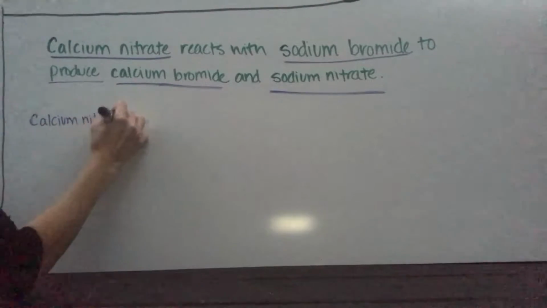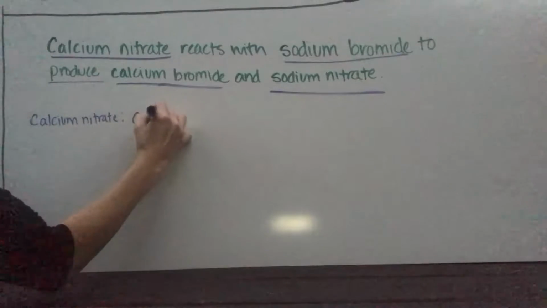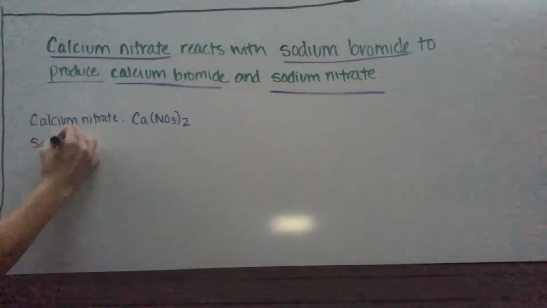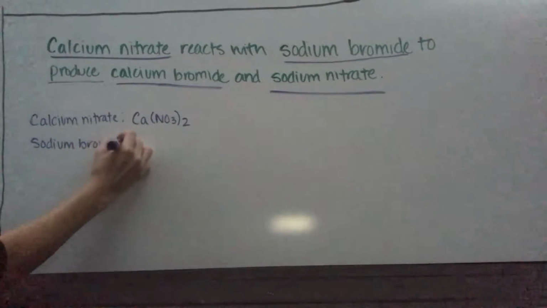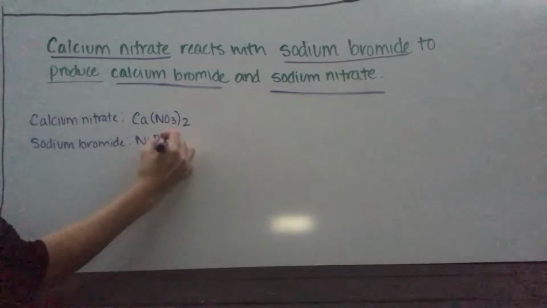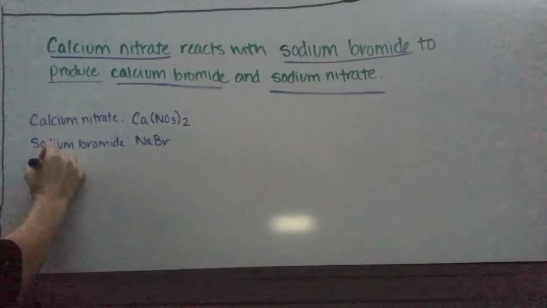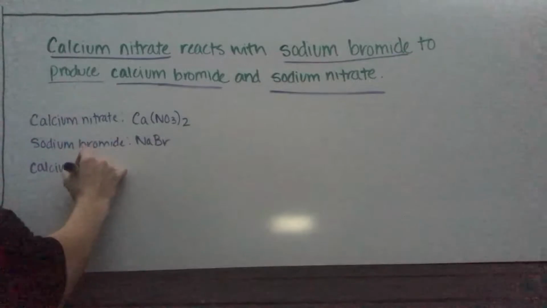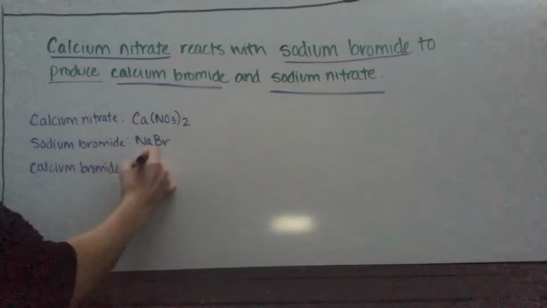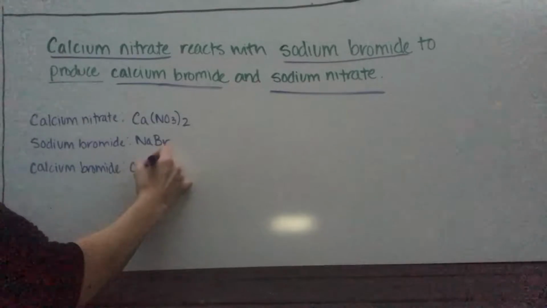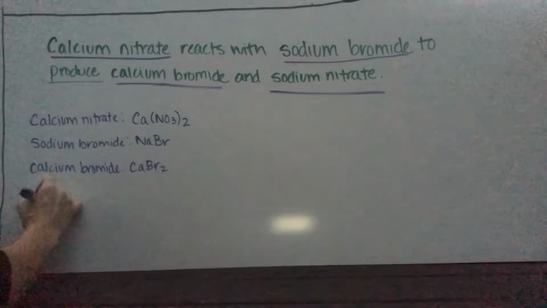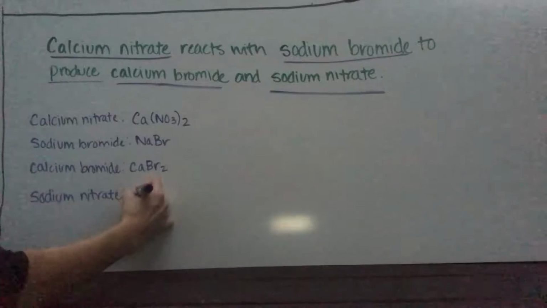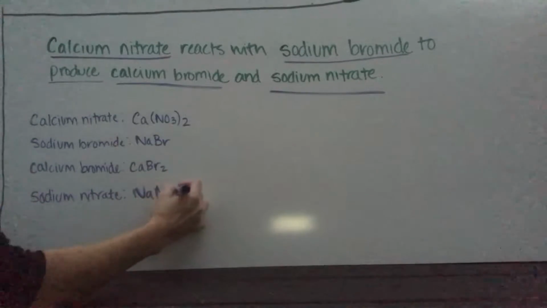calcium nitrate, which is CaNO3, sodium bromide, which is NaBr, calcium bromide, which is CaBr2, and sodium nitrate, which is NaNO3.